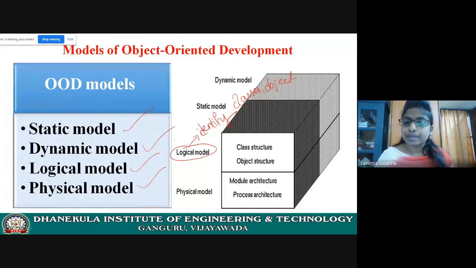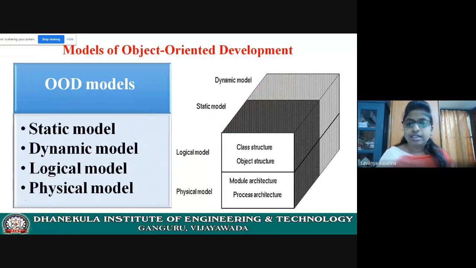There are 2 perspectives of the logical model. The first perspective of the logical model is the static model. The second perspective of the logical model is the dynamic model.